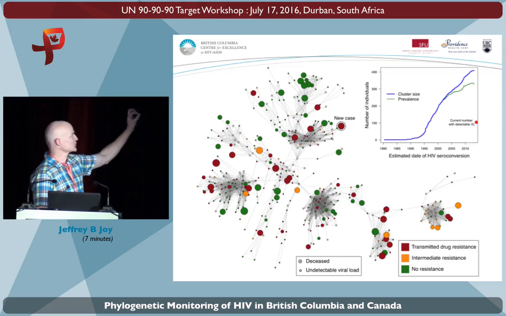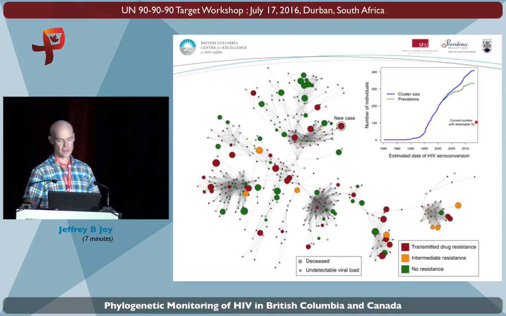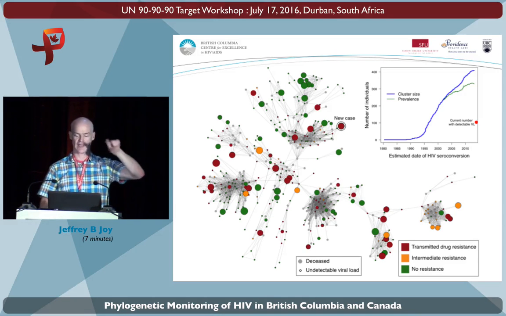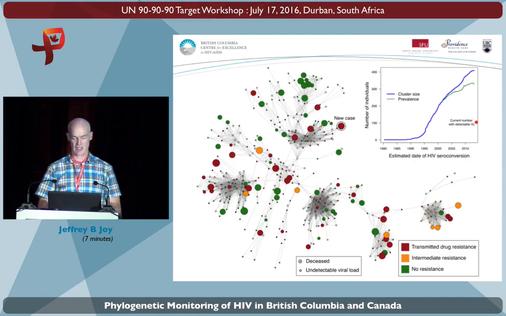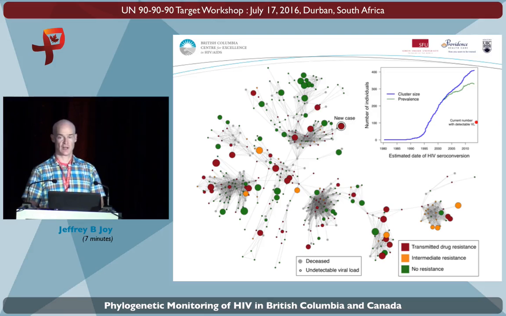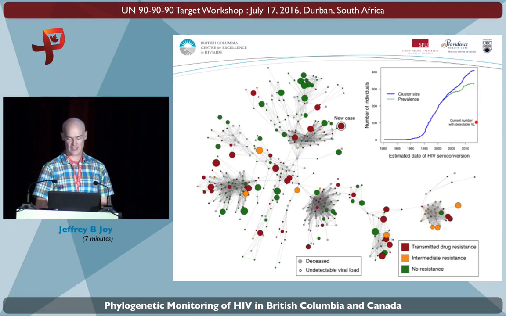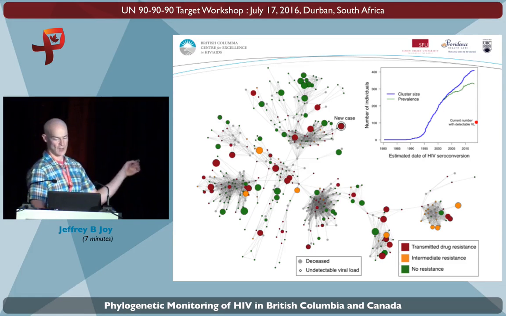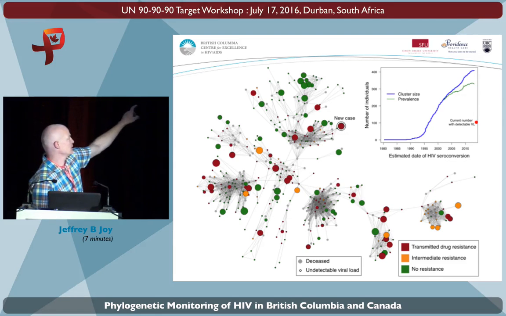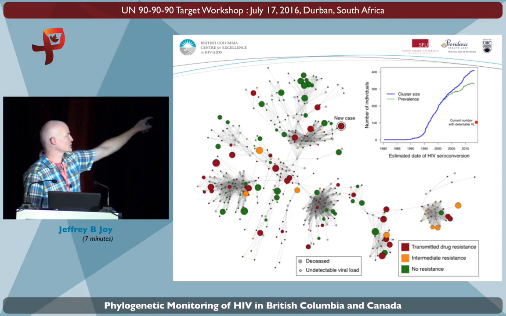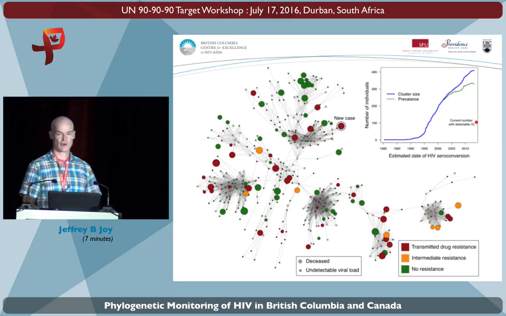So the size of those circles represents the viral load. If there's a line around the outside, it represents a new case. And the color, if it's green, it means it's not drug resistant. If it's red, it means it likely is a case of transmitted drug resistance. And if it's orange, it represents intermediate resistance. And the plot in the upper right corner is sort of a tracking of what's happening to that cluster over time.